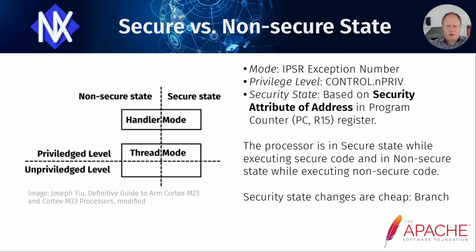Note that this makes security state changes very cheap. Branching between addresses of different security attribution changes the security state of the processor as a side effect. And this is very cheap compared to the exception handling that is required to switch the processor from unprivileged into privileged level.